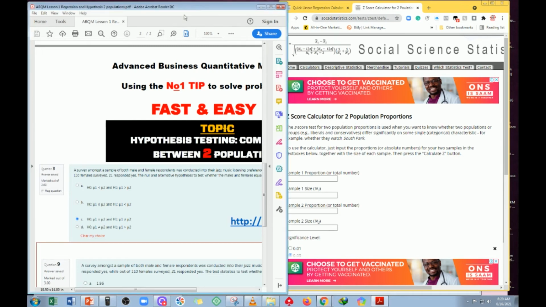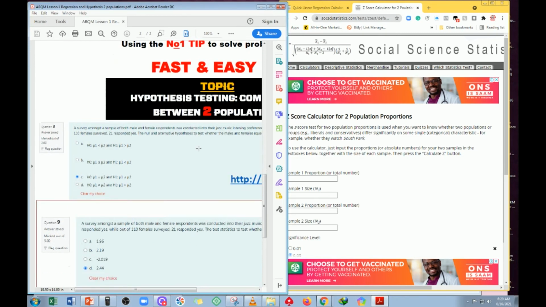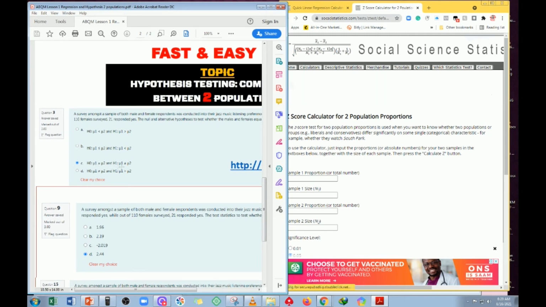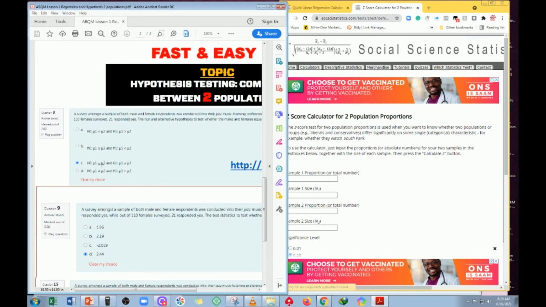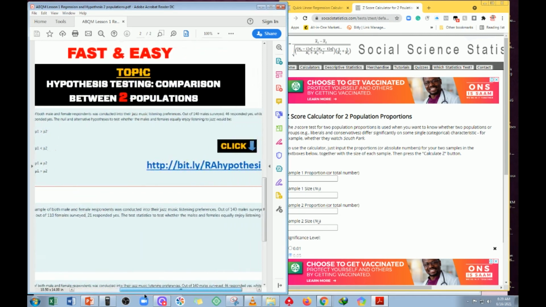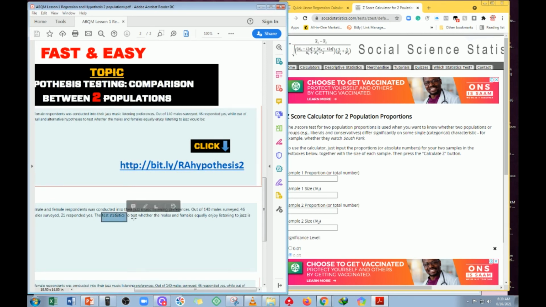So let's go. The first question, like we said, was straightforward. We just needed to find the correct null and alternative hypothesis, which we settle for C, just that they used mean, which is not right. But of course, we need equal and not equal. Now, the second part of the question gives the same information, and they're asking for the test statistic to test whether the females equally enjoy.